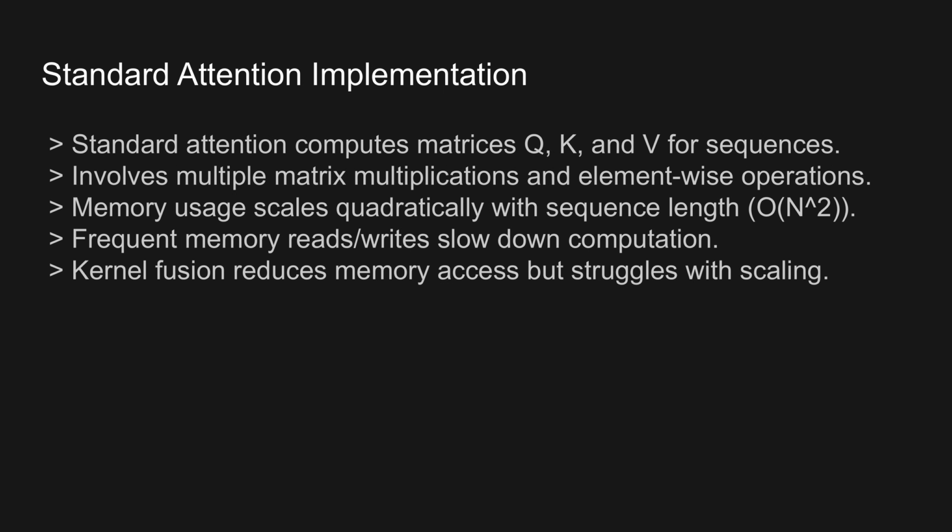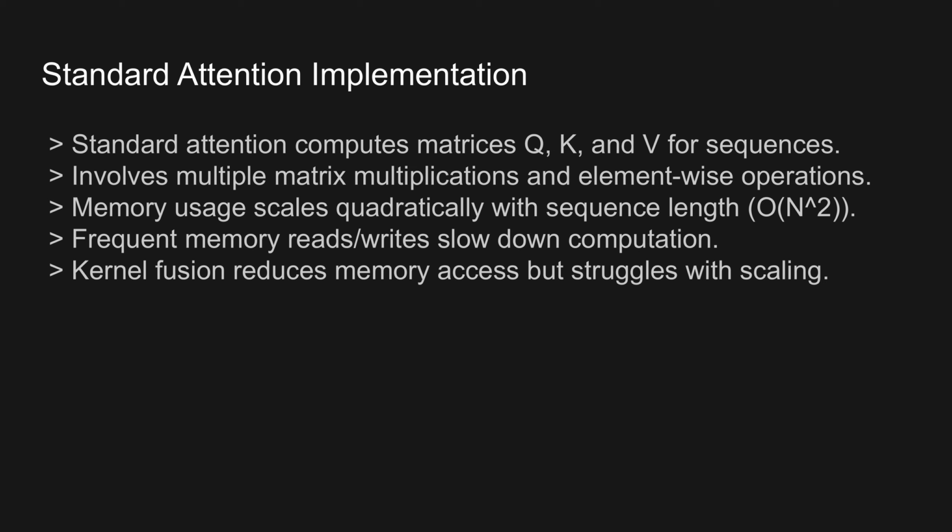Now let's transition into the standard implementation of attention, which is the baseline flash attention aims to improve upon. In this context, we're dealing with the computation of attention over input sequences represented by matrices Q, K, and V. Okay, I know that Q, K, and V refer to the query, key, and value matrices, respectively. But what does the process involve for these matrices in standard attention?